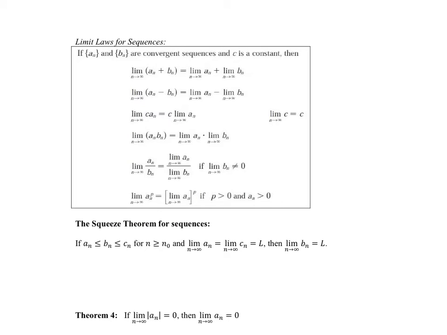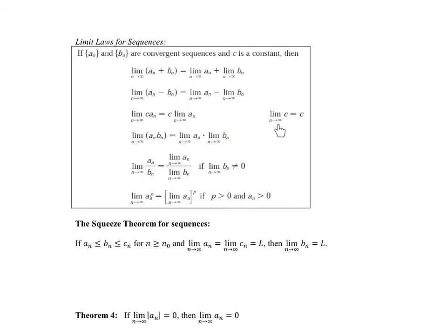Some limit laws for sequences are important to be aware of. They're very similar to other laws we've seen with derivatives, integrals, and your properties of order of operations in general. We've got the sum rule: the limit as n goes to infinity of the sum of two sequences is the sum of the limits of each of those sequences individually. Similarly with difference, as well as the product of a constant. If I have a constant times a sequence, I can pull that constant out in front and just find the limit of the sequence itself.